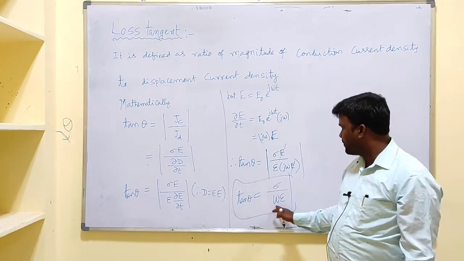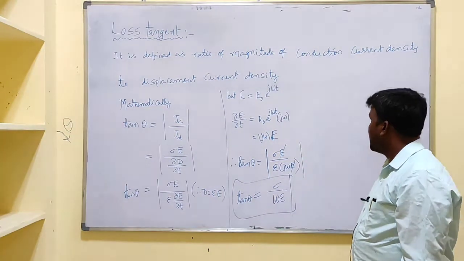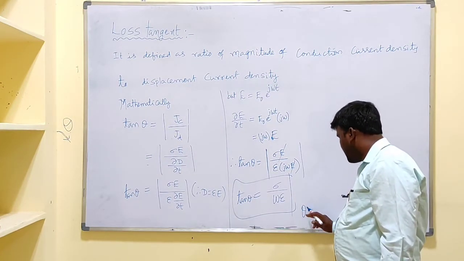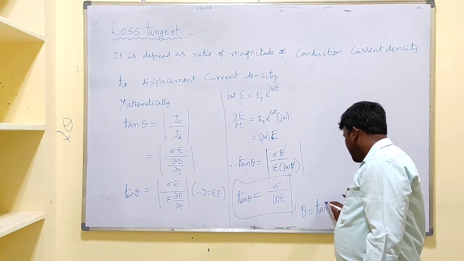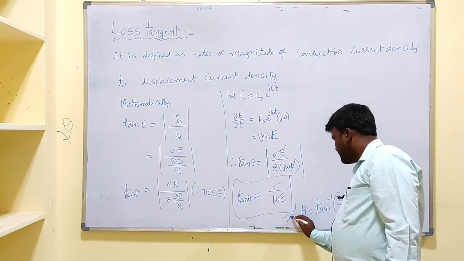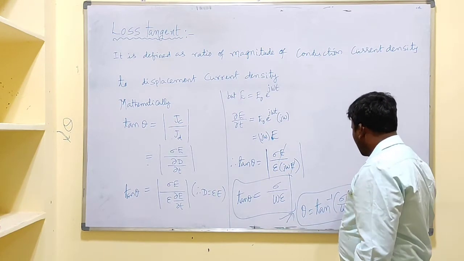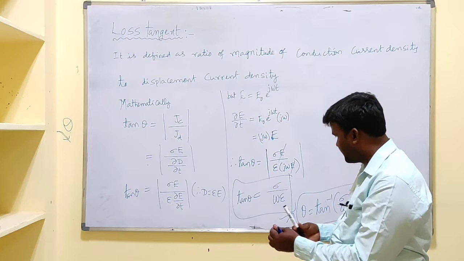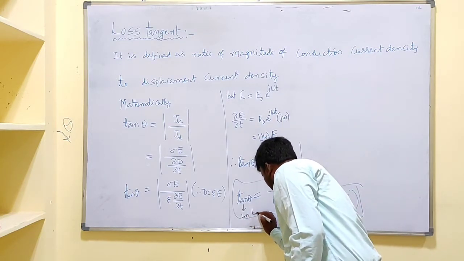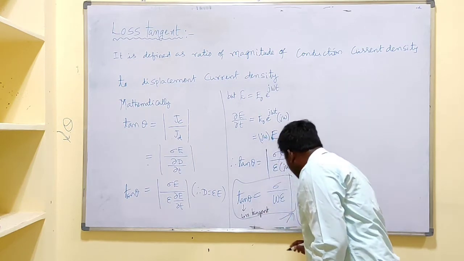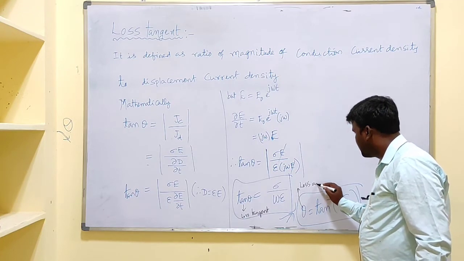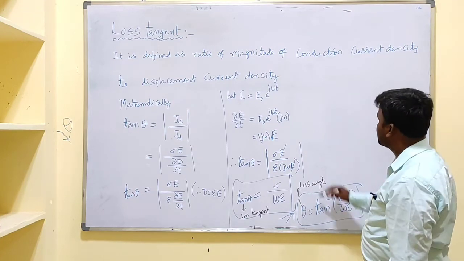So tan theta equals sigma by omega epsilon, and theta is known as loss angle. Theta is tan inverse of sigma by omega epsilon. It implies theta is called the loss angle. This is loss tangent, and this theta is called the loss angle.